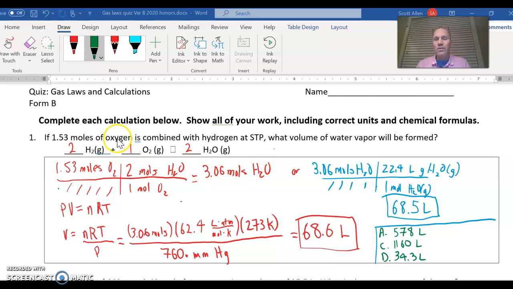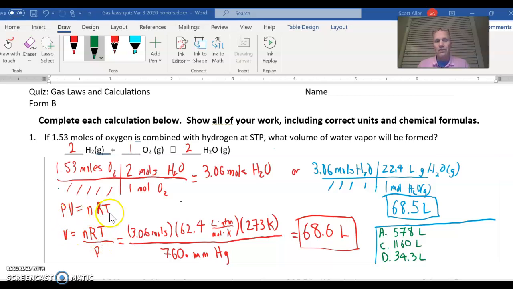Some of the versions have oxygen, some have hydrogen, so you have to do a mole to mole comparison. If this said hydrogen here, this would say 2 moles of hydrogen down here. I think that's the way it is on some of the versions. So you're going to calculate a certain number of moles of water. Whatever that number of moles is, there are actually 2 ways that you can do this. You can use PV equals nRT, because there's going to be a pressure, a volume, an amount of moles, a gas constant, and a temperature there.